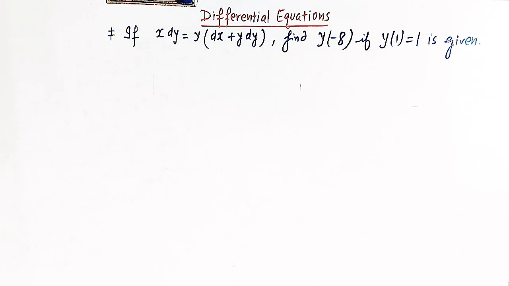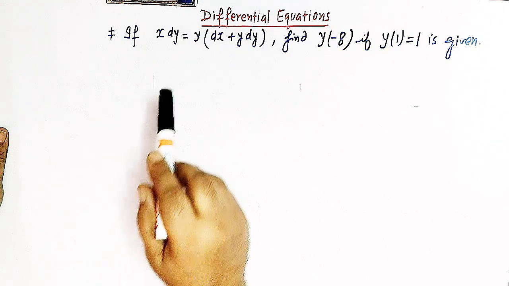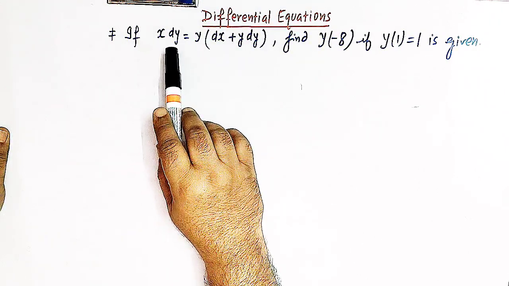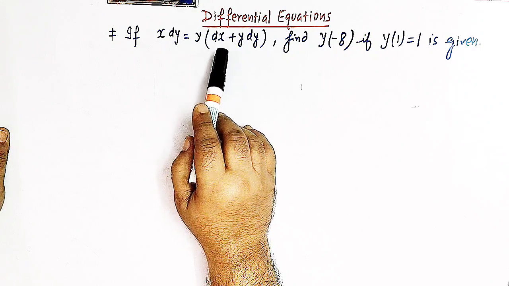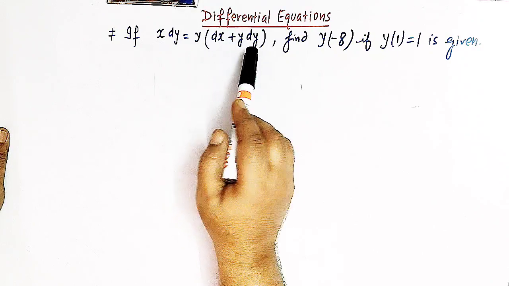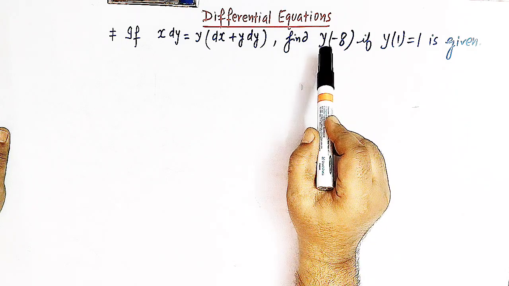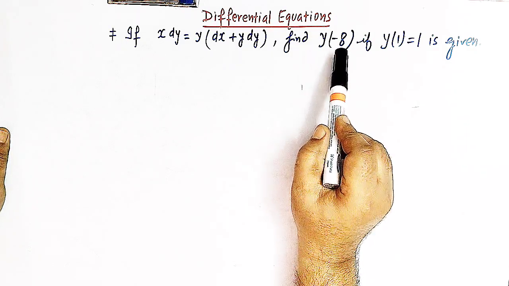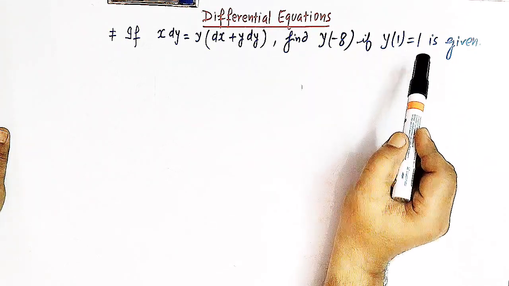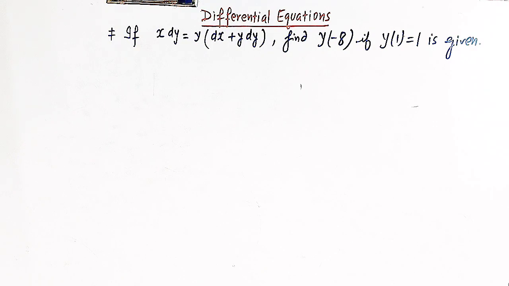Hello viewers, in today's session we are going to discuss another important problem from differential equations, right? And here we are given a differential equation x dy is equal to y times dx plus y dy, and we have to find y of minus 8 if y of 1 is equal to 1 is given, right?